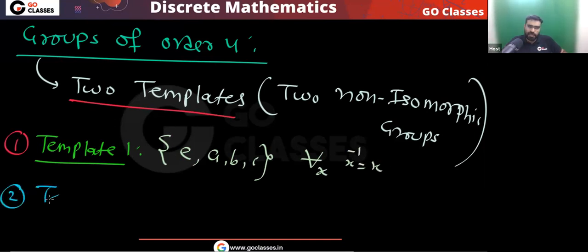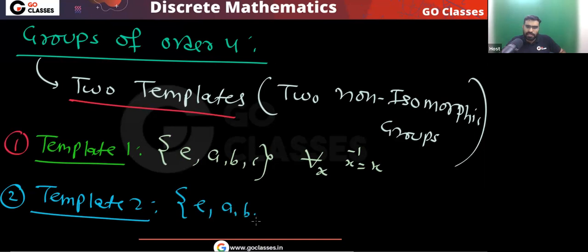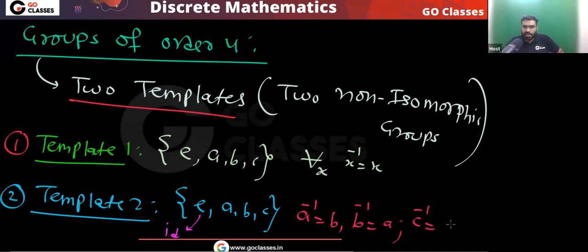And what is the other template? This is one template of a group of order 4. In the other template, you have the identity element, two elements are inverse of each other, and one element is inverse of itself. So these are the two templates, and both these templates are abelian.